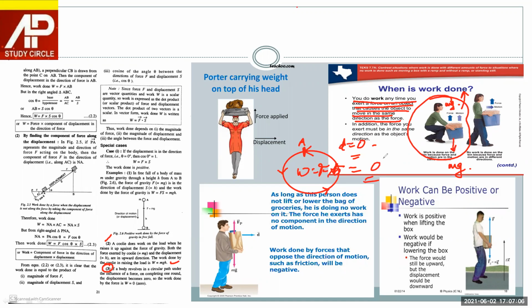So whenever the body is rotating, taking a turn, making a circle, work done is always equal to zero. I hope you understand it, everyone. Yes, sir. All right.